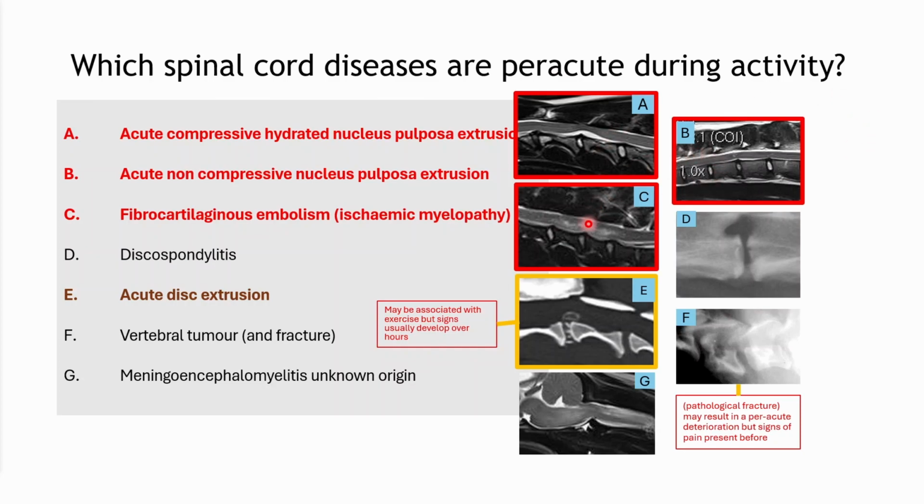other ones here. Yes, some of you may have put vertebral tumour and fracture because the pathological fracture may result in a peracute deterioration. However, this animal will have had signs of pain before. Discospondylitis, a very painful condition, but not peracute during activity. Meningoencephalomyelitis of unknown origin, again, not peracute during activity.